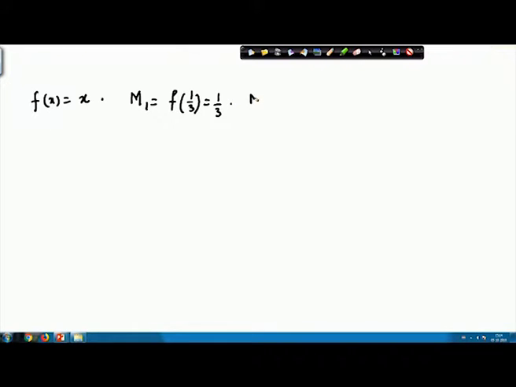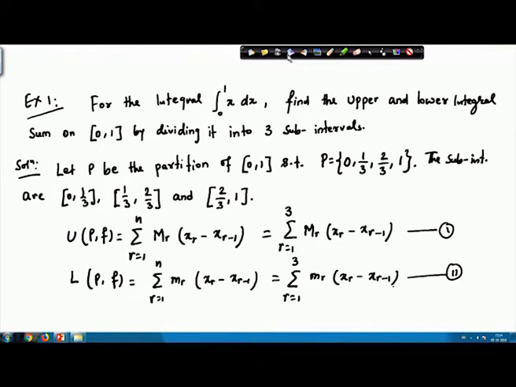Next we can calculate M2. M2 will again be attained at the end point 2 by 3, because the function is monotonically increasing, and the points are increasing again. So in this case the maximum value or the upper bound will be attained at this end point.